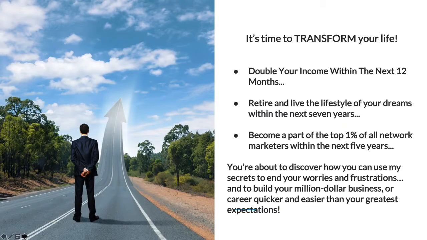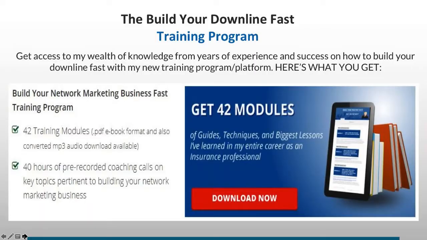I'm going to help you double your income within the next 12 months, retire and live the lifestyle of your dreams, and become part of the top 1% of all network marketers within the next 5 years. You're going to discover how you can use my secrets to end your worries and frustrations and to build your $1 million business and career quicker and easier than your greatest expectations. This is what the Build Your Downline Fast training program is all about.